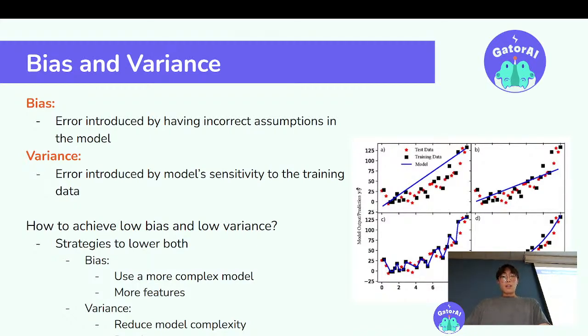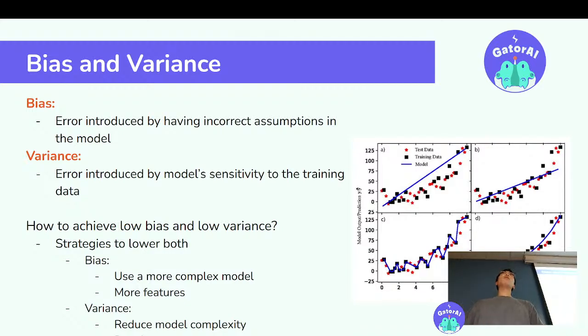And so, it's a little bit confusing at first, but maybe just take a little while to try and wrap your head around it, right? So how do we achieve both low bias and low variance? Because they're both errors, and we want to essentially minimize the errors that we have in our machine learning model, right? So to lower our bias, we could use a more complex model, right?